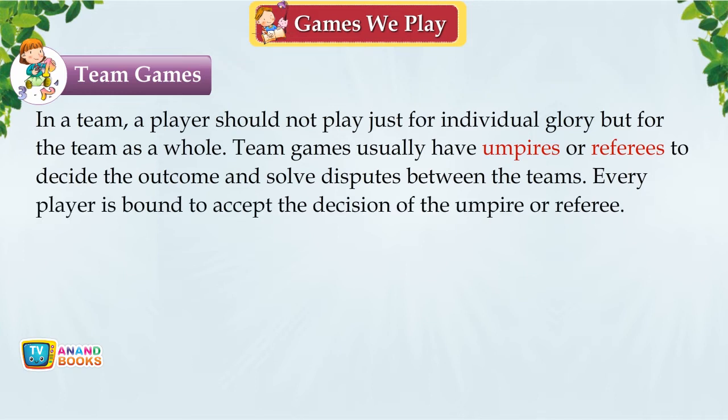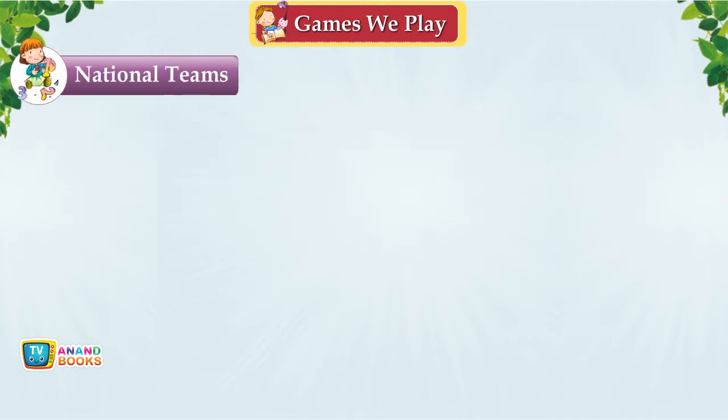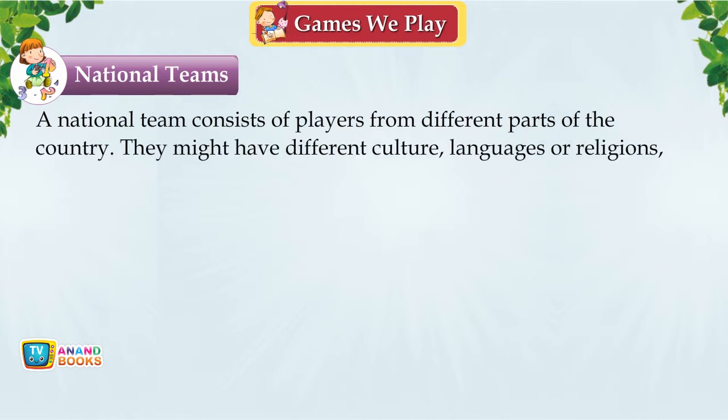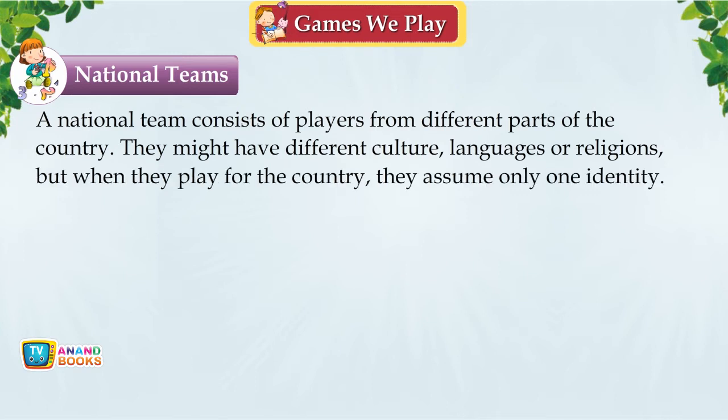Every player is bound to accept the decision of the umpire or referee. National teams. A national team consists of players from different parts of the country. They might have different culture, languages, or religions, but when they play for the country, they assume only one identity.